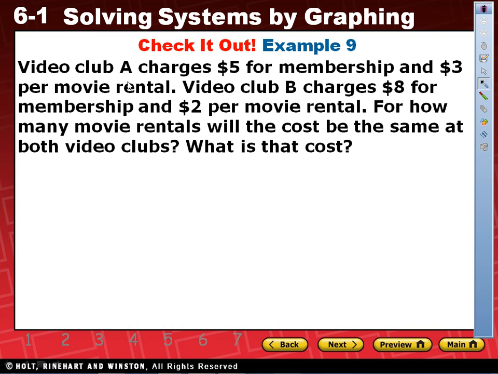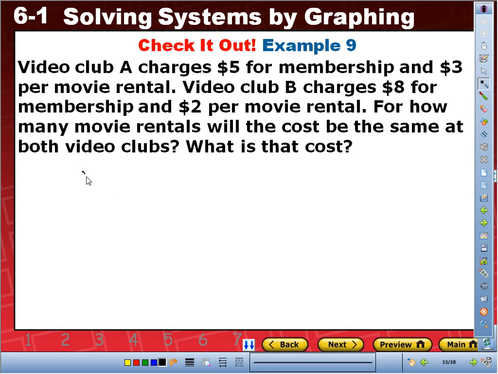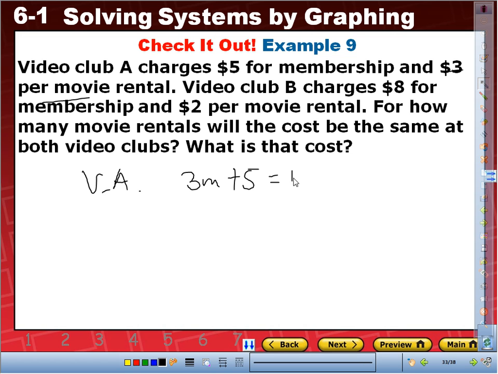They say, a video club charges, so video club A charges $5 for membership. So how much do they charge up front? $5. And $3 per movie rental. So $3 per movie, and that's going to give you the amount in dollars, right? The second one, Video Club B, charges $8, and $2 per movie, and that's going to give you the total dollars. So now, do we know how to graph this equation? Start at 5, slope is 3 up, 1 to the right. How about this one? Start at 8, 2 up, 1 to the right. And can you find me the point of intersection?